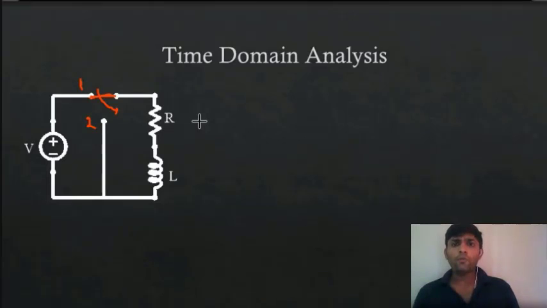If we talk about the initial condition, we will be talking about t equal to 0 minus. So first we will discuss t equal to 0 minus. At t equal to 0 minus, can you tell me what will be the current for this circuit?